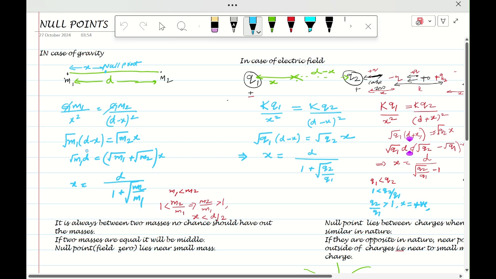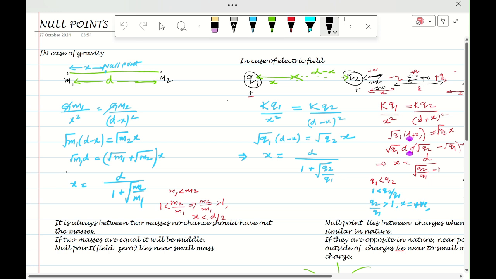Whereas the center of mass is near the heavier mass: M1 R1 equals M2 R2. The center of mass lies near the heavier mass, but the field-zero null point lies near the smaller mass. So remember that. Now the calculation of the null point in this case. This is a very important formula.